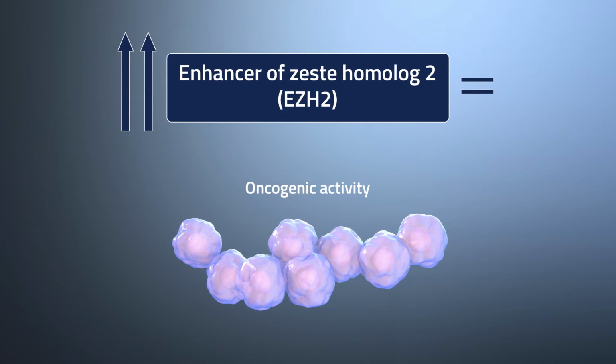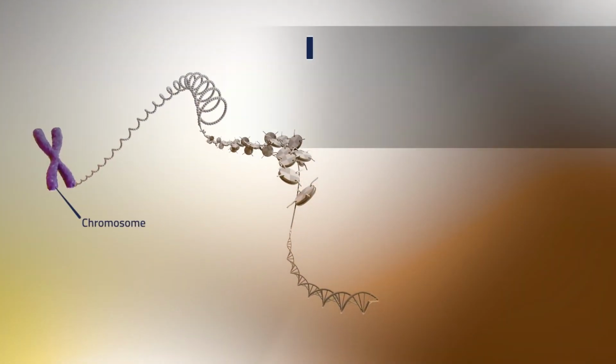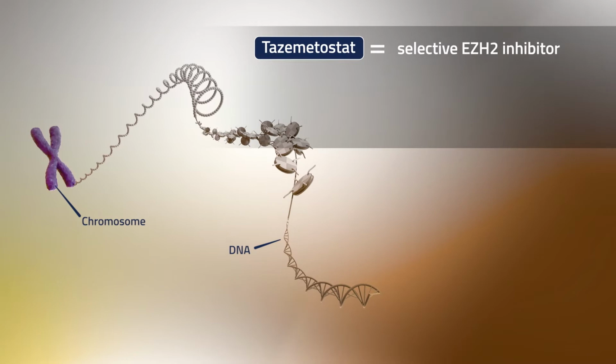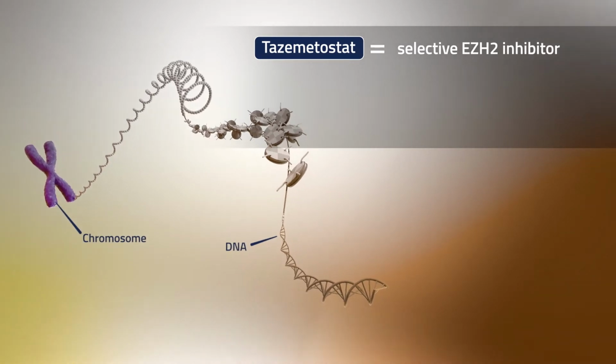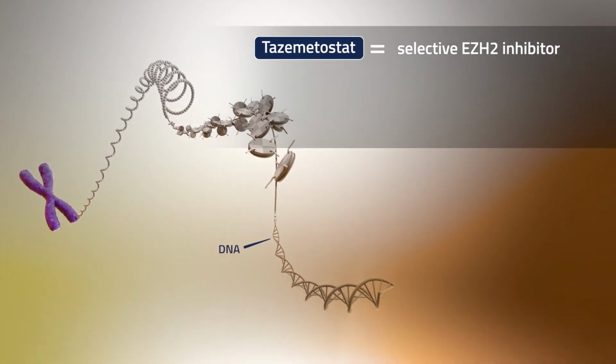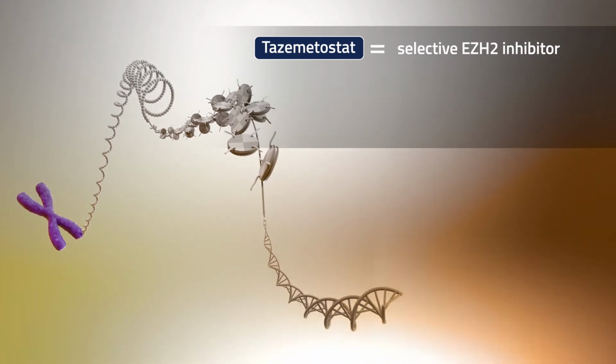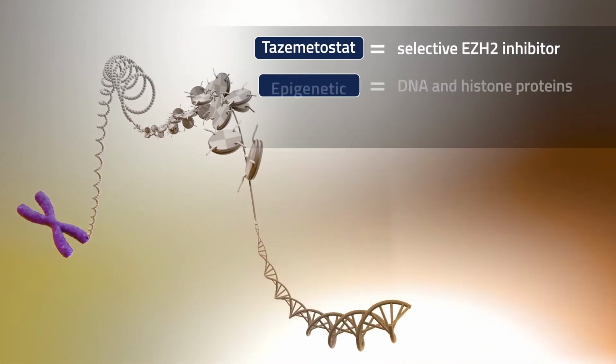EZH2 is the catalytic subunit of the chromatin remodeling polycomb repressive complex 2, or PRC2. As a selective inhibitor, tazemetostat has been shown to antagonize mutant EZH2 activity in patients with tumors. It does so as an epigenetic therapy for cancer.